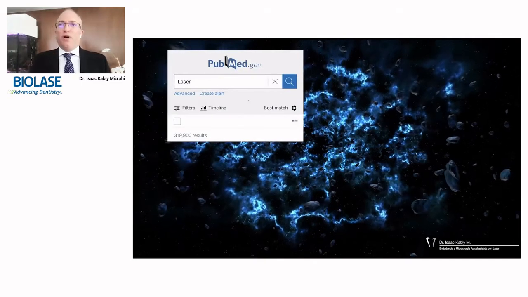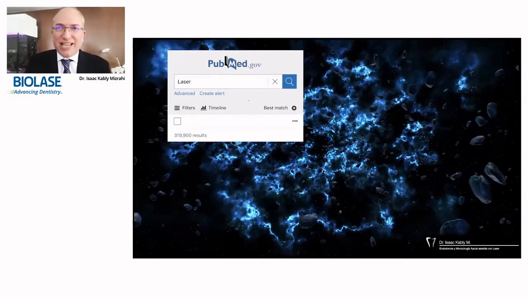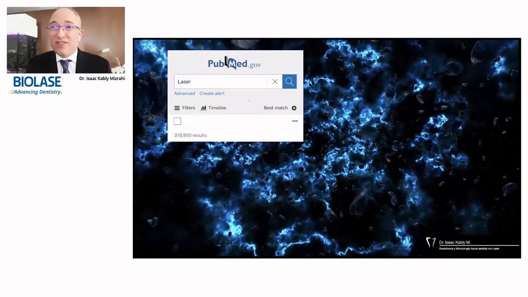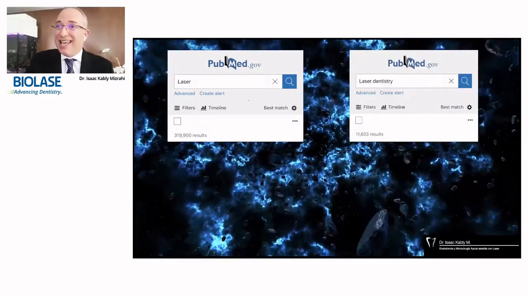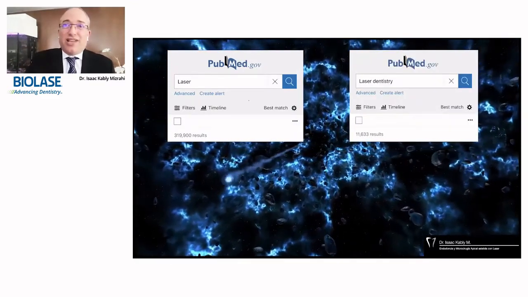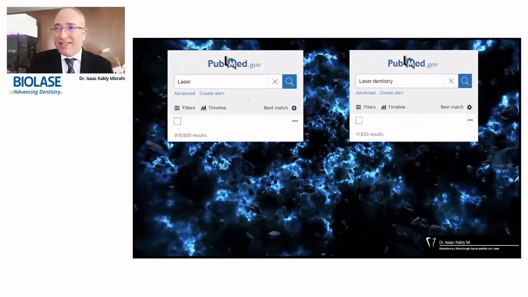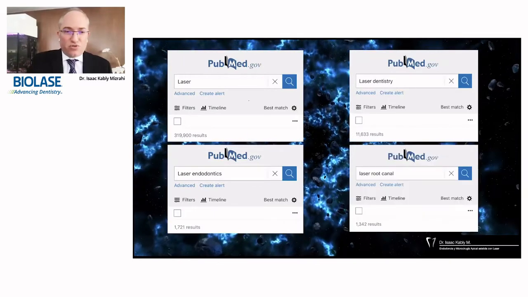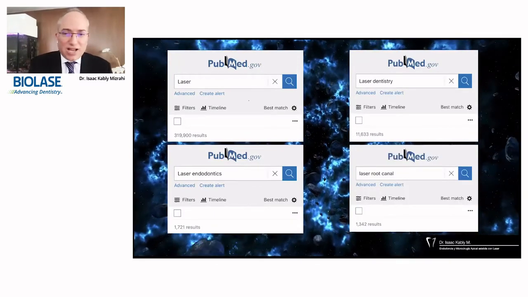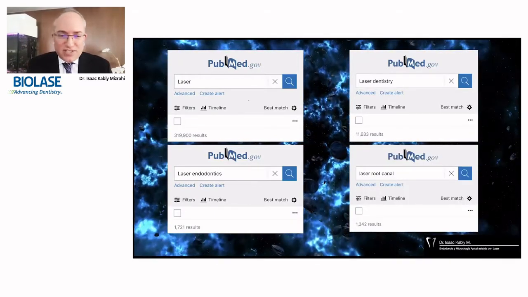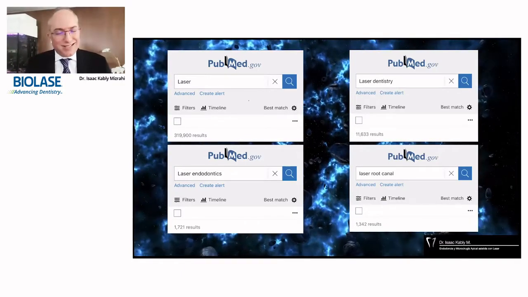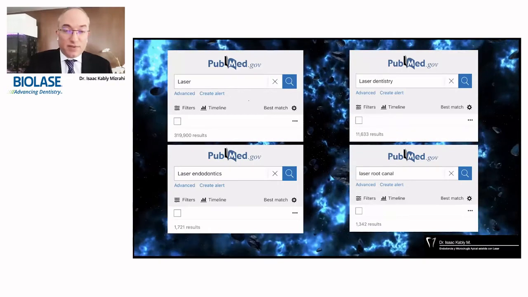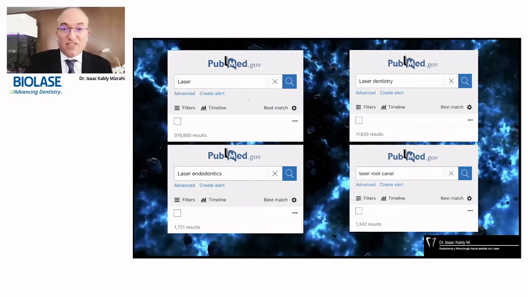If you go to PubMed and type, for example, laser, you will have this amount of results. We find this topic of attention in the present, and many researchers and clinicians are giving time and attention to laser in endodontics in many different approaches. If you type root canal laser, you have this amount of results. Laser in endodontics, these are huge amounts of results for the last years, which makes it very special and a topic of attention, of course.